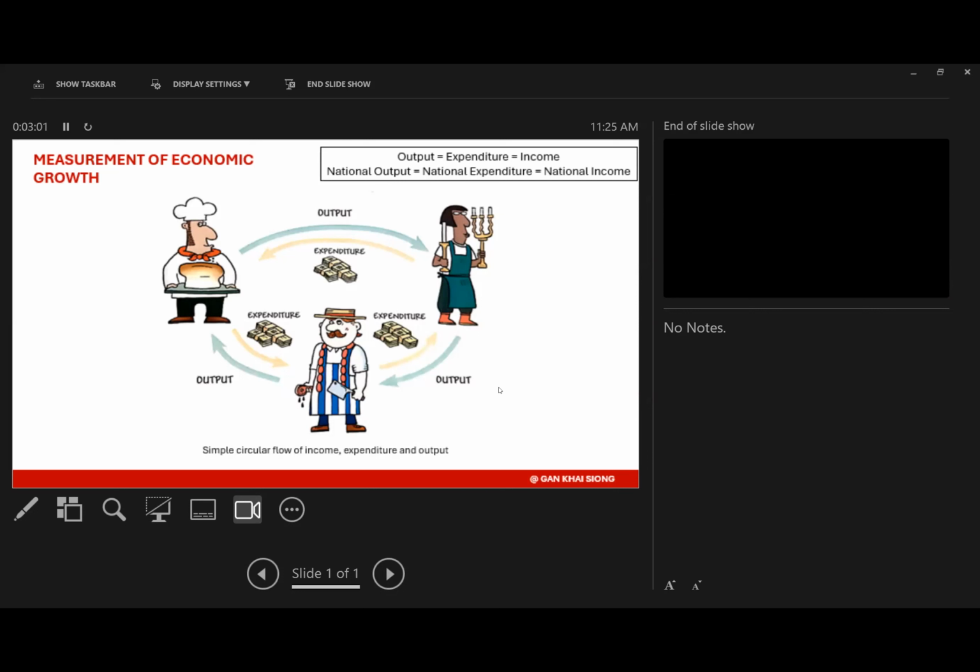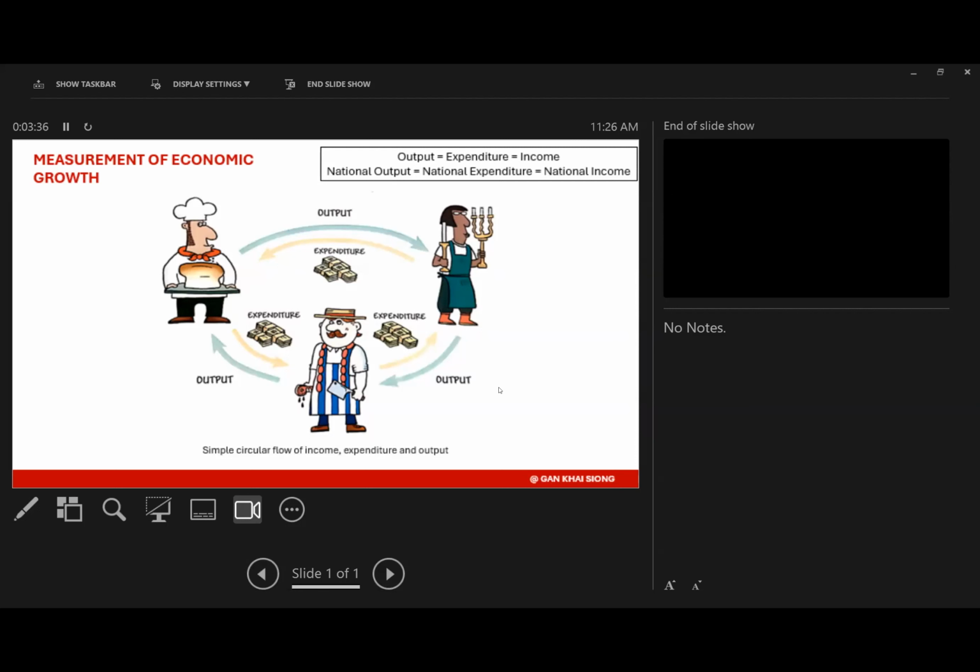Therefore, we can say that the national output, whatever is being produced in the economy, will be purchased by people, so it equals the national expenditure. And whatever is received by the sellers will be the income, so it equals the national income as well. So one conclusion we can see from all these outputs and expenditures from these three persons is that output is always equal to expenditure and income.